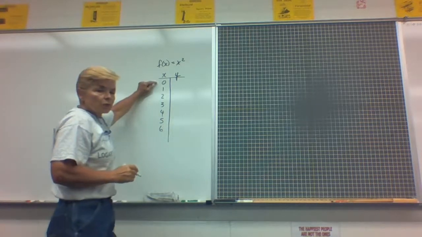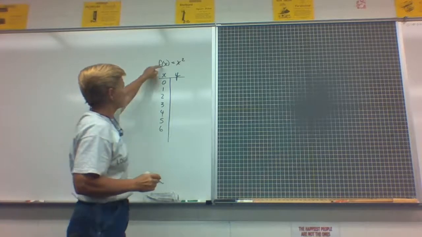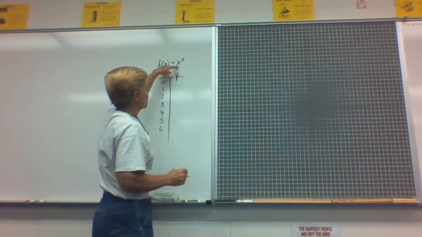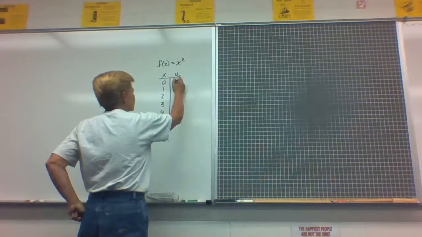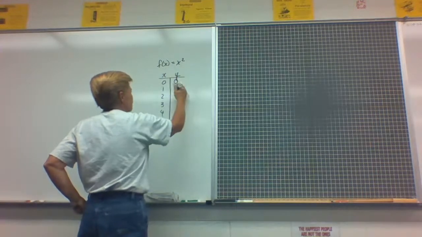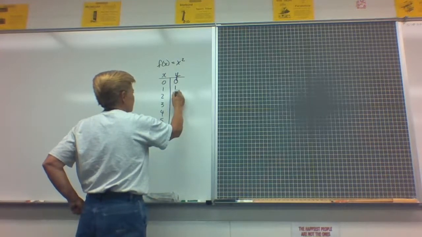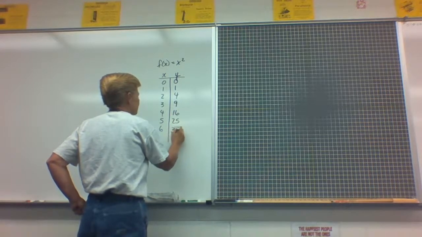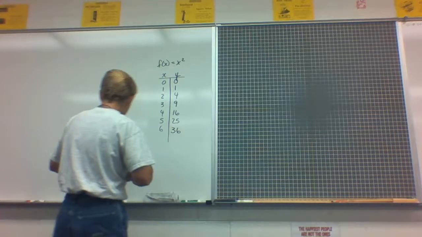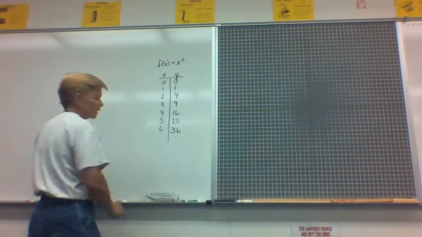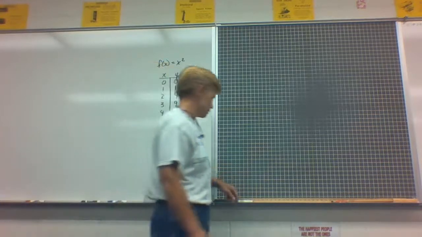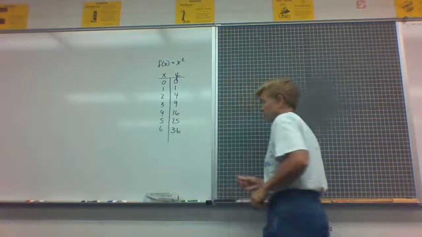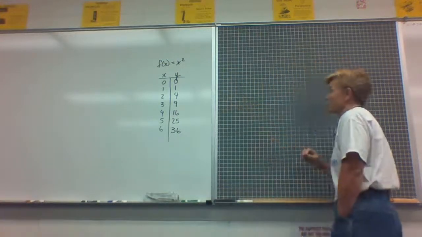I put these numbers in one at a time into the parent function. So if I put 0 in for x here, 0 squared is 0. 1 squared is 1. 2 squared is 4. 9, 16, 25, 36, and so forth. I want to show you what these things look like if I were to graph them the normal way, just by plotting points.